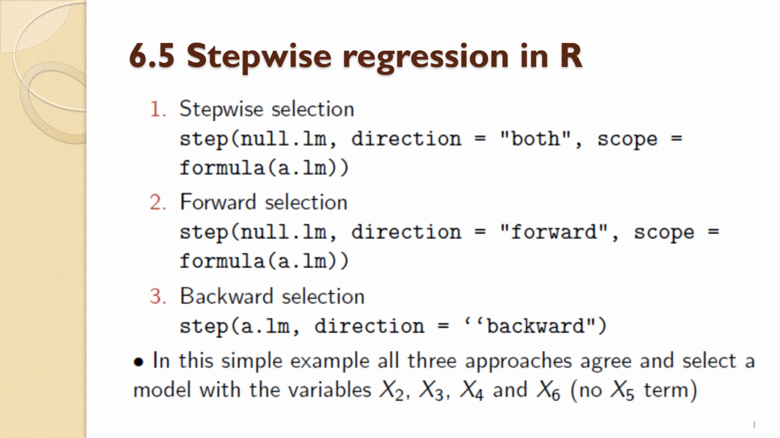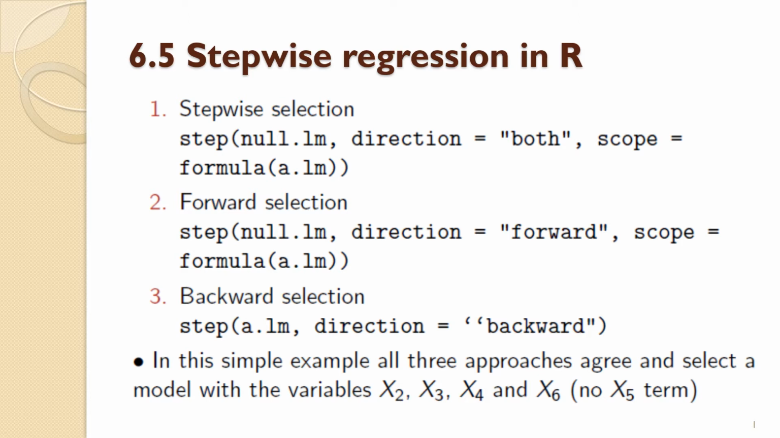So in order to do stepwise regression, the basic command that you need in each case is step. Beyond that, stepwise selection and forward selection are very similar, and backward selection is a bit different. For stepwise selection and forward selection, the basic command remains step. This is then applied to the null model, the model that is just a constant term, and for stepwise selection you specify direction equals both.